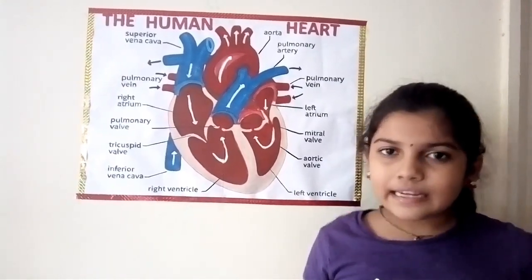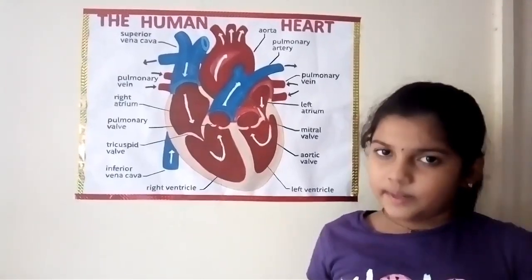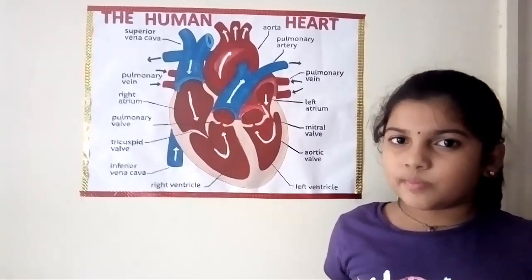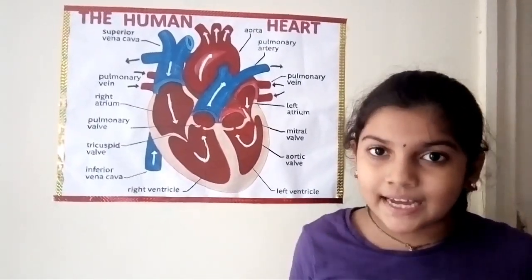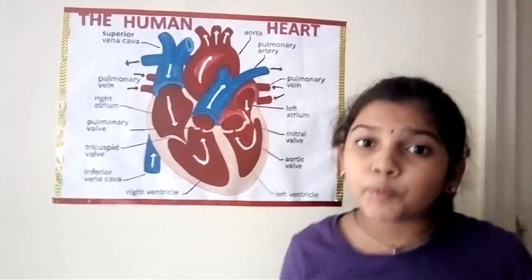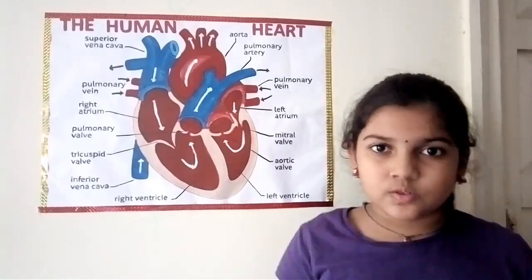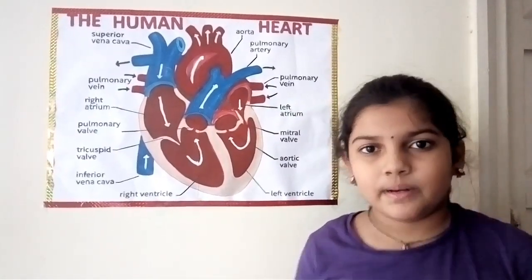Now I am going to teach you about the arteries and the veins. The arteries are thicker than the veins, and the arteries are red in color, but the veins are blue in color and a little thinner. Veins are easy to spot, but arteries carry much oxygenated blood, pure blood.